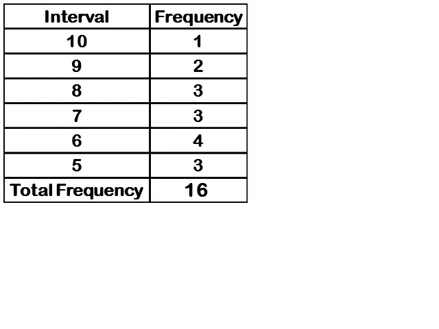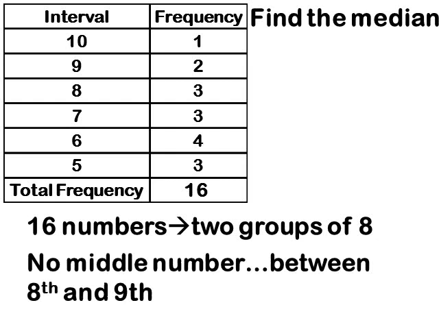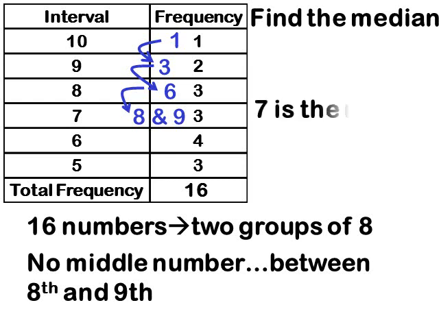You can also find the median in this data set. There are 16 numbers, so there are 2 groups of 8. There is no middle number between the 8th and the 9th value. Therefore, we are going to calculate the cumulative frequency from the top, and we can find the interval in which both the 8th and the 9th score lie, which is 7. Therefore, 7.